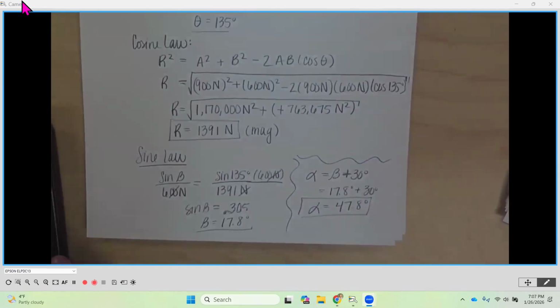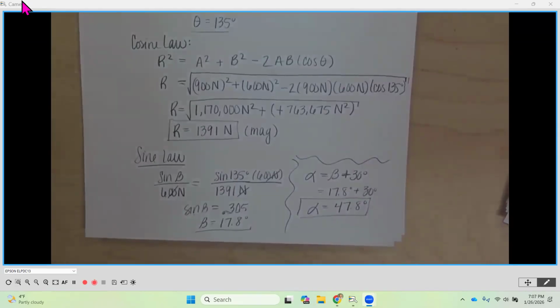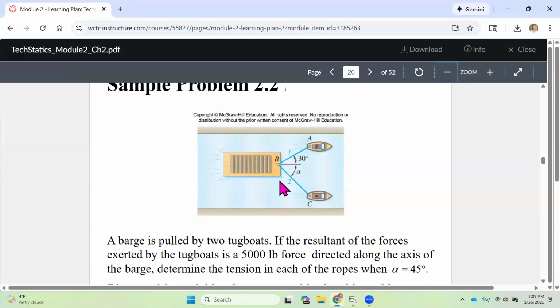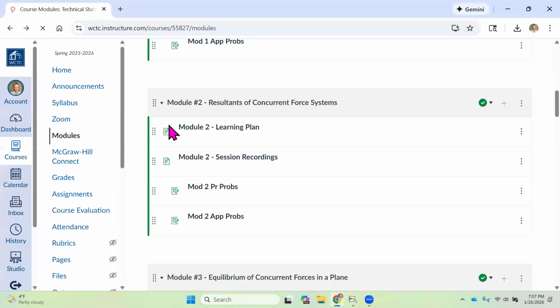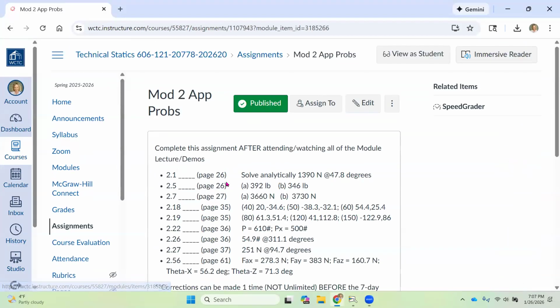And if we look back, my hope is that these both match. And I think somebody did confirm that for us already. So if I go back to our application problems in module 2, oh, look at that, 1390. The book, I use the answers from the book. They always round to 3 significant digits. So they actually went to 1390. Our answer came out to 1391.5 or 1390.56, whatever it was. So they rounded to 1390 just because it's 3 significant digits. And then 47.8 was exactly what I got.